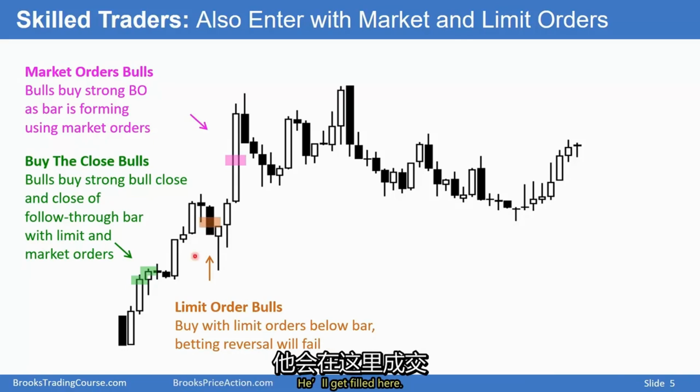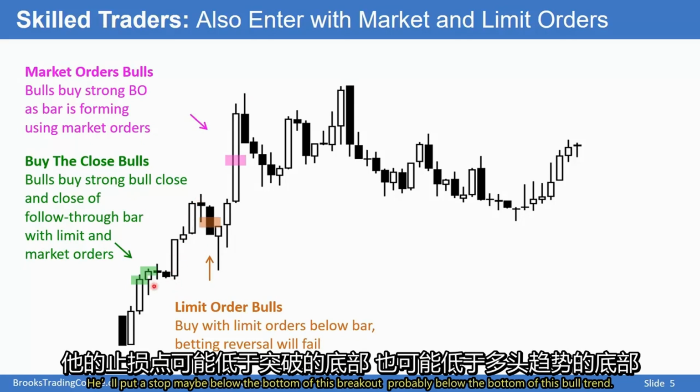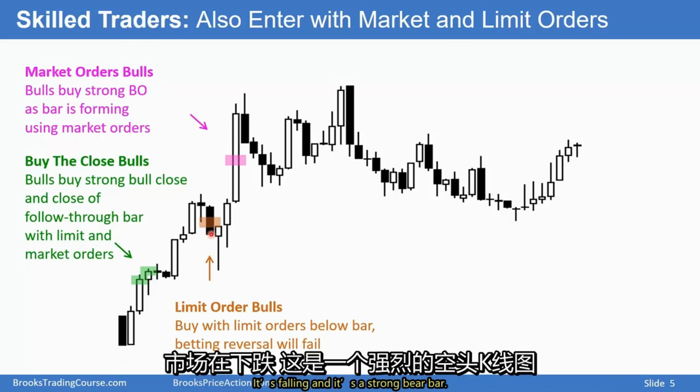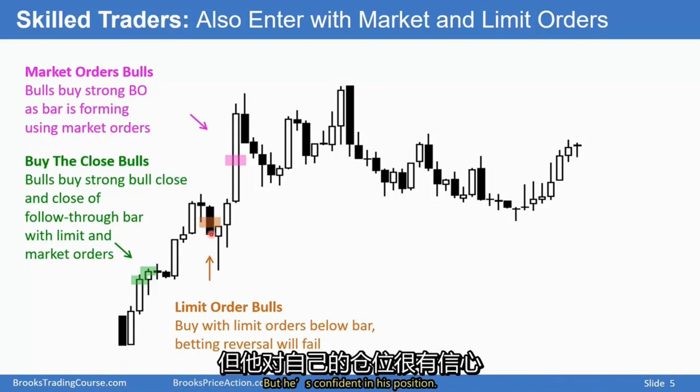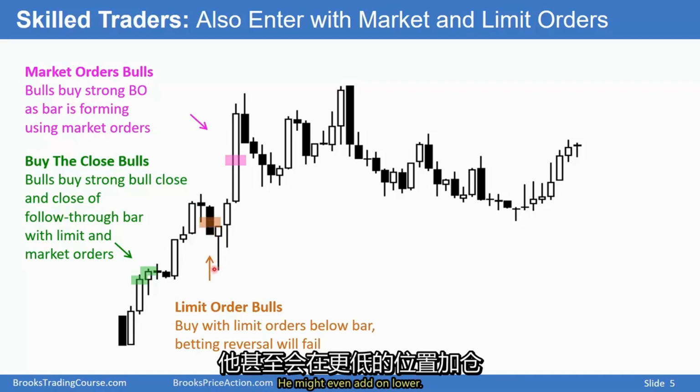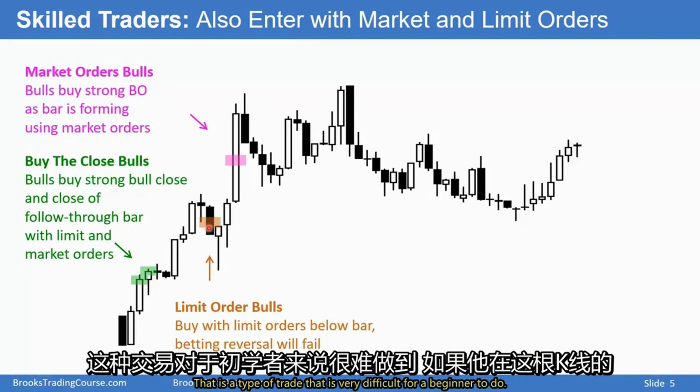He'll get filled here. He'll put a stop maybe below the bottom of this breakout, probably below the bottom of this bull trend. The market's going against him. It's falling and has a strong bear bar, but he's confident in his position. He'll hold long. He might even add on lower. That is a type of trade that is very difficult for a beginner to do.